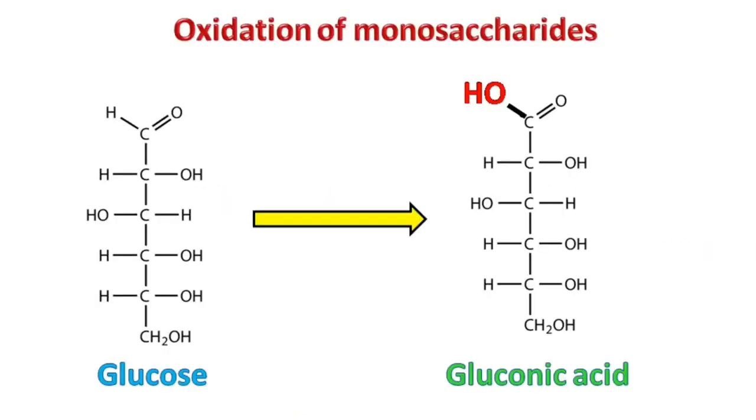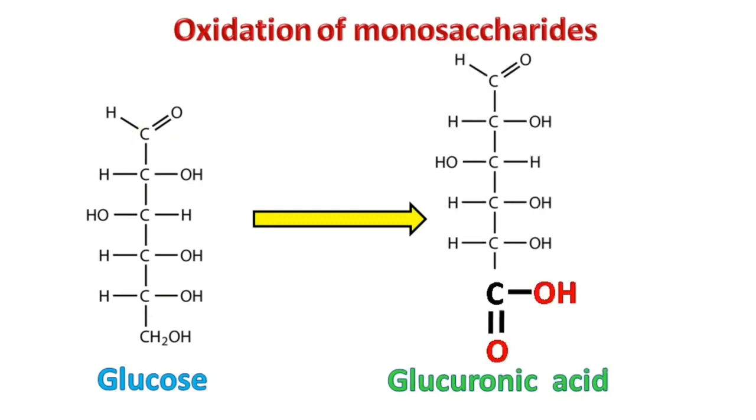Oxidation. The aldehyde group or the keto group or the terminal hydroxyl group can be oxidized to form acids. In case of glucose, the oxidation of the aldehyde group leads to formation of gluconic acid, while the oxidation of the terminal alcohol group leads to formation of glucuronic acid.